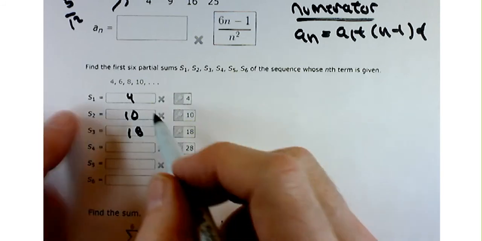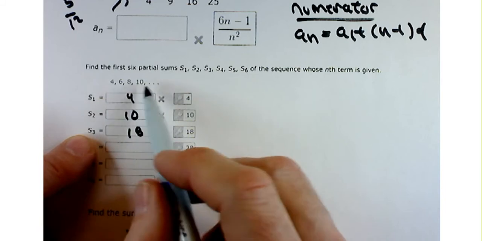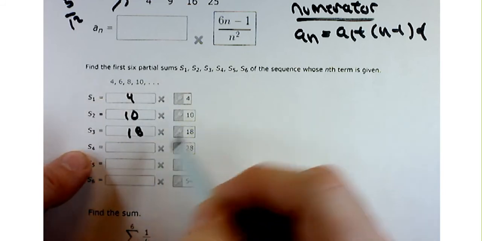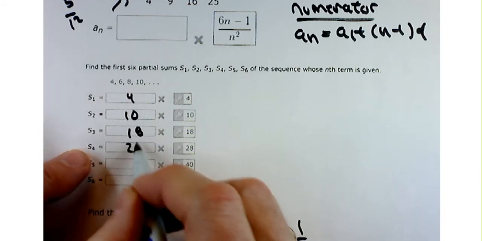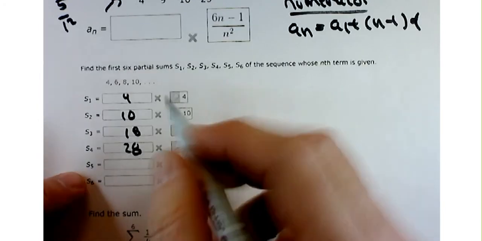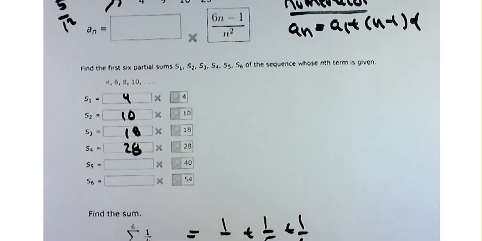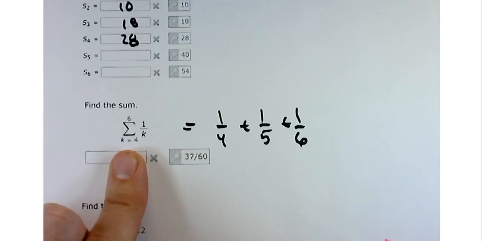It's just asking you, S sub 3 is asking you to sum up the first 3. S sub 4 is asking you to sum up the first 4 of those terms. And then S sub 5, S sub 6, etc. That's giveaway points. Don't miss those. Make sure you can expand a sum.